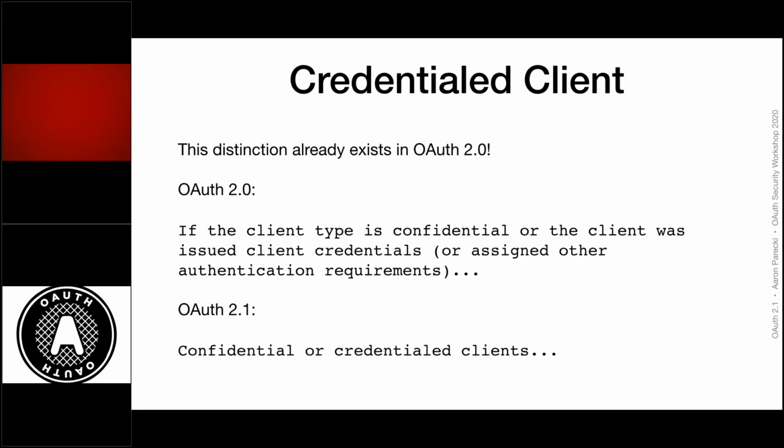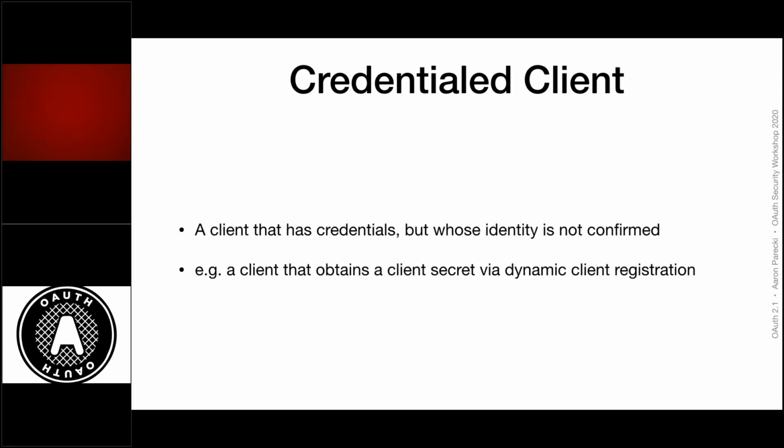So the idea here is that this distinction did exist already in the core spec. However, it was always worked around with language to describe it in particular instances, and hopefully this clears it up. The definition of a credentialed client is that it has credentials, but whose identity is not confirmed. The concrete example of this would be a client that obtains a client secret via dynamic client registration.